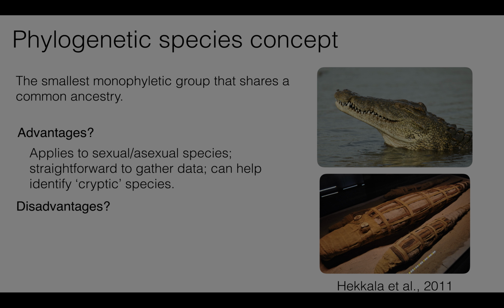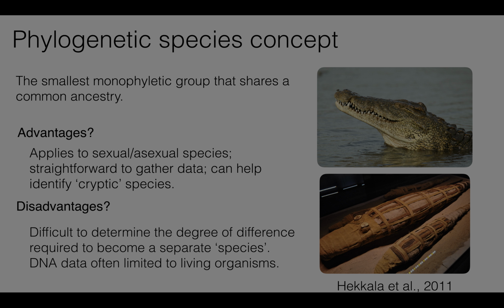So some advantages here are that it can apply to sexual or asexual species. It's straightforward to gather the data. You just need some DNA, you just need some tissue, and this can also help identify hidden or cryptic species. So this is a cool example here on the right of some work where they actually used DNA from crocodile mummies to help identify a cryptic species of Nile crocodiles.